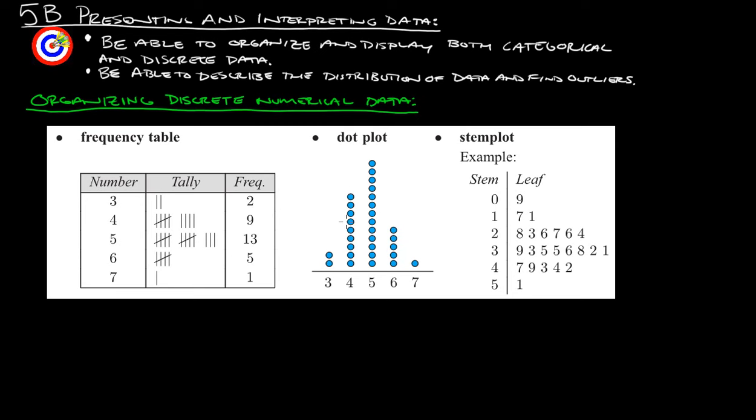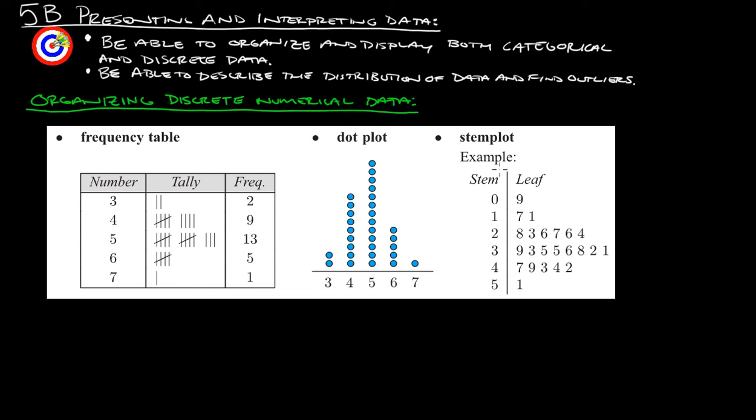So the frequency would be the number of dots here. The number 4 was tallied up 9 times, so there should be 9 dots here, 13 dots here, 5 dots there, 1 dot there.